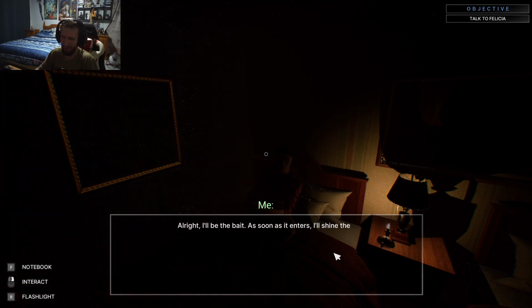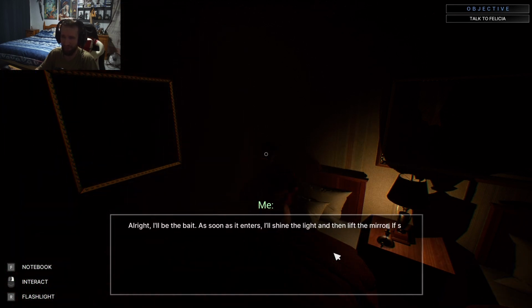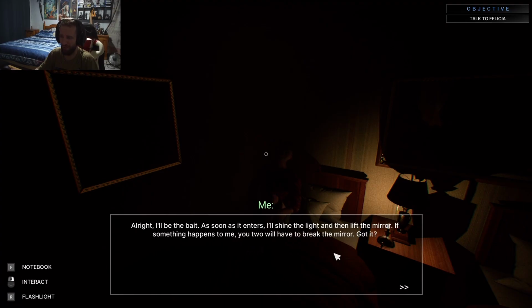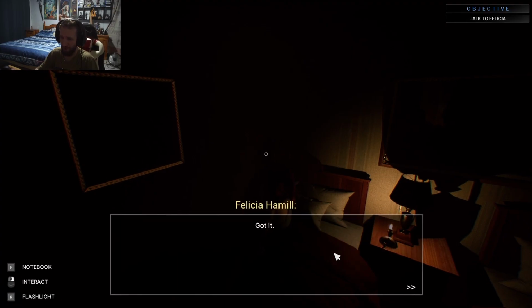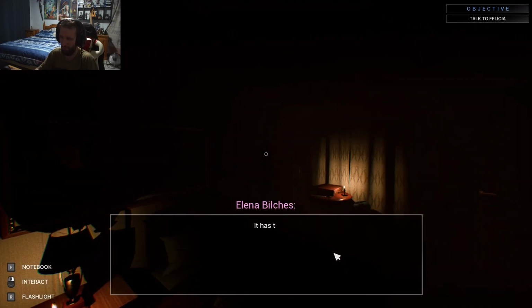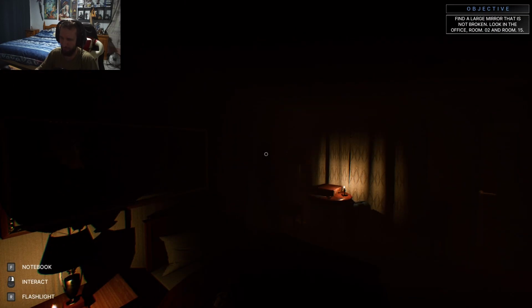As soon as it enters, I'll shine the light. And then lift the mirror. If something happens to me, you two will have to break the mirror. Got it? Got it. I'm going to find a mirror. Oh gosh. It has to be bigger than the ones that we have in the bathroom.